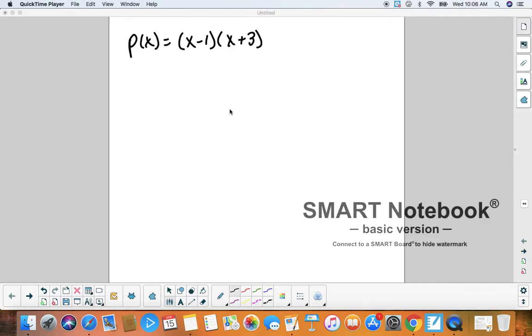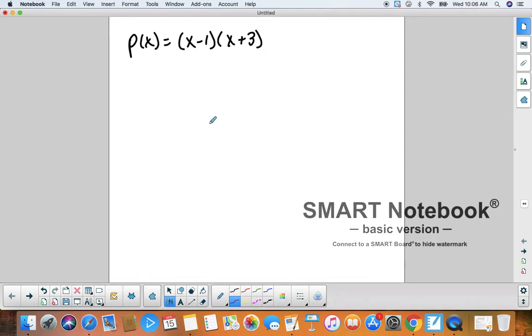Okay, so here we are with the equation for a parabola written in factored form. We have two factors that we're given: the factor of x minus 1, and the factor of x plus 3. And what we learned was that these factors help us find the x-intercepts. So if we take x minus 1 and set it equal to 0, and x plus 3 and set it equal to 0, we can use our addition and subtraction properties of equality to solve for x.